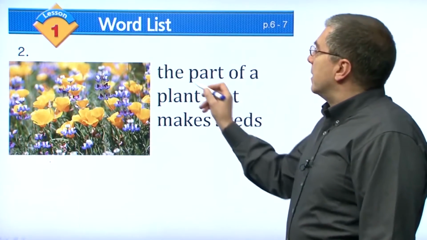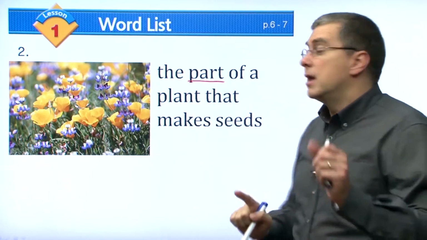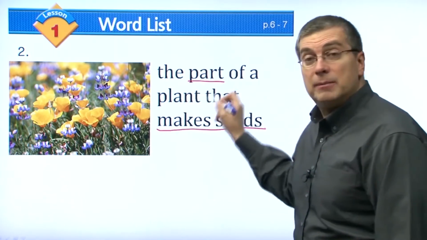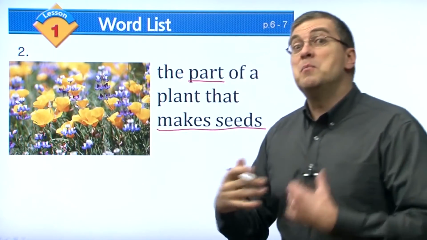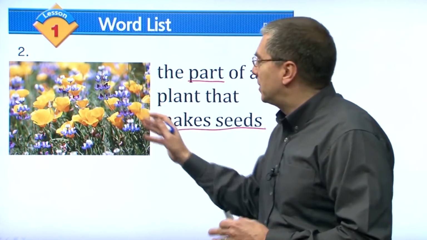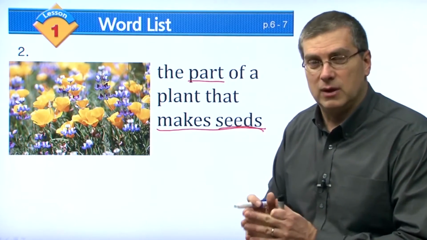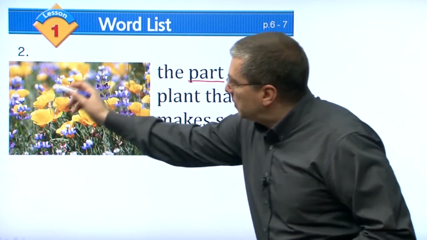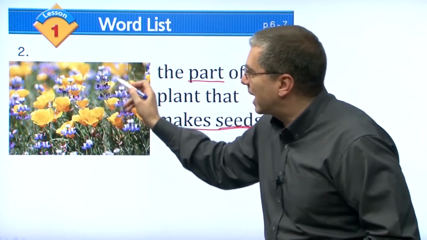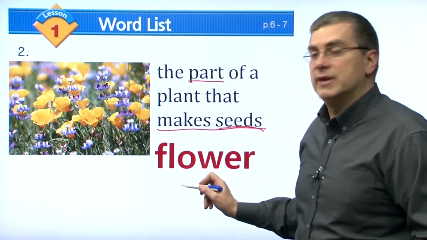The next word is the part. Remember, there's many parts of a plant. We're looking at one part. The part of a plant that makes seeds. It's the part of the plant that makes the seeds before it becomes a fruit. What part is it? Look at the picture. There are many pretty what? We have yellow, we have purple. What are they? Of course, we say they are flowers.